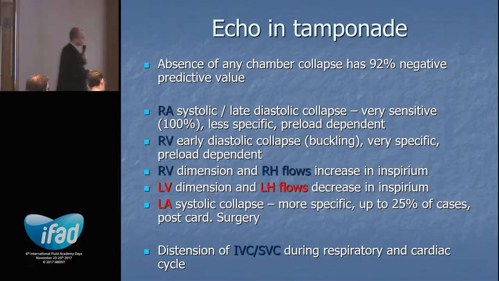When you look at the echo, if you don't see any chamber collapse, there's a good negative prediction that the patient does not have a tamponade. The lowest pressure is in the right atrium and in atrial structures, so they are very sensitive to collapse, particularly in systole. But the most sensitive would be the buckling and the early diastolic collapse of the right ventricle.